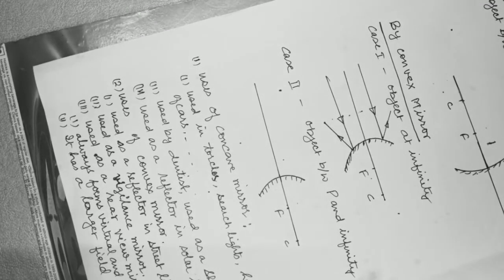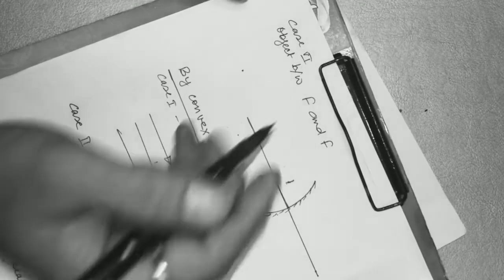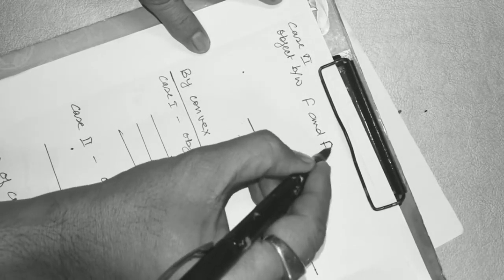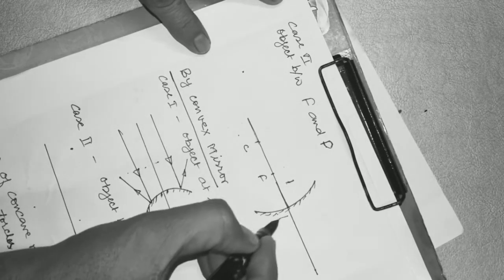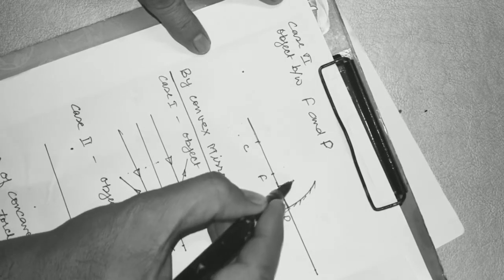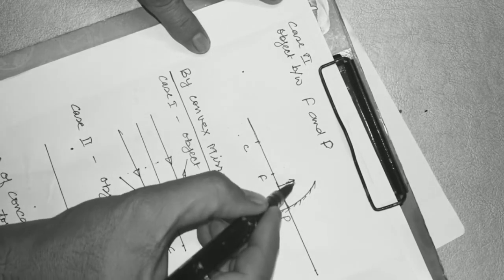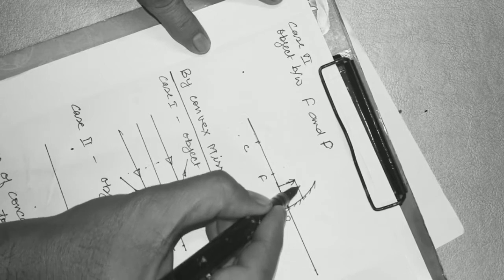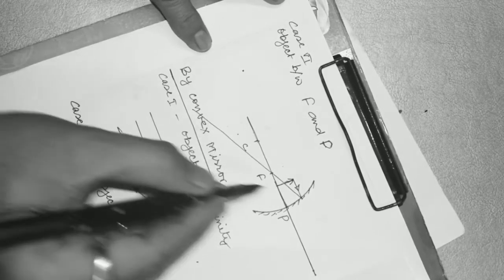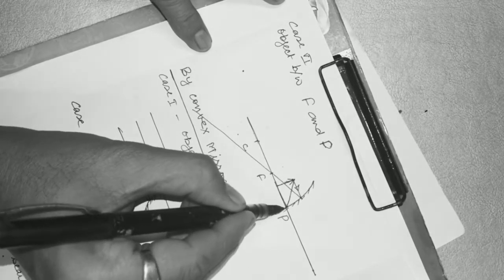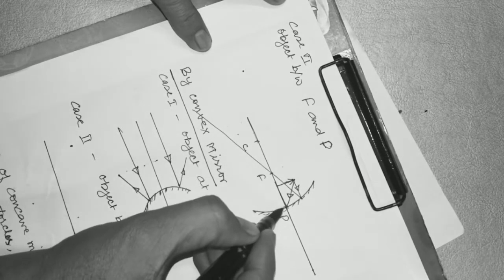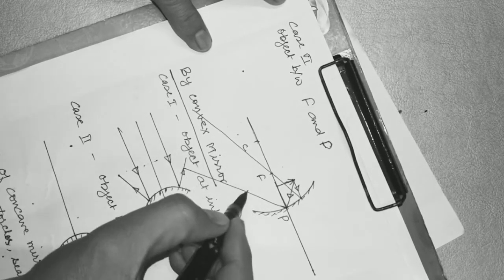Now we come to the next one and the last case related to the concave mirror. When the object is placed between pole and focus, F and P. So here, suppose the object is placed at this point, light ray parallel to principal axis, after reflection, will pass through focus, and light ray incident at this point after reflection will go like this.